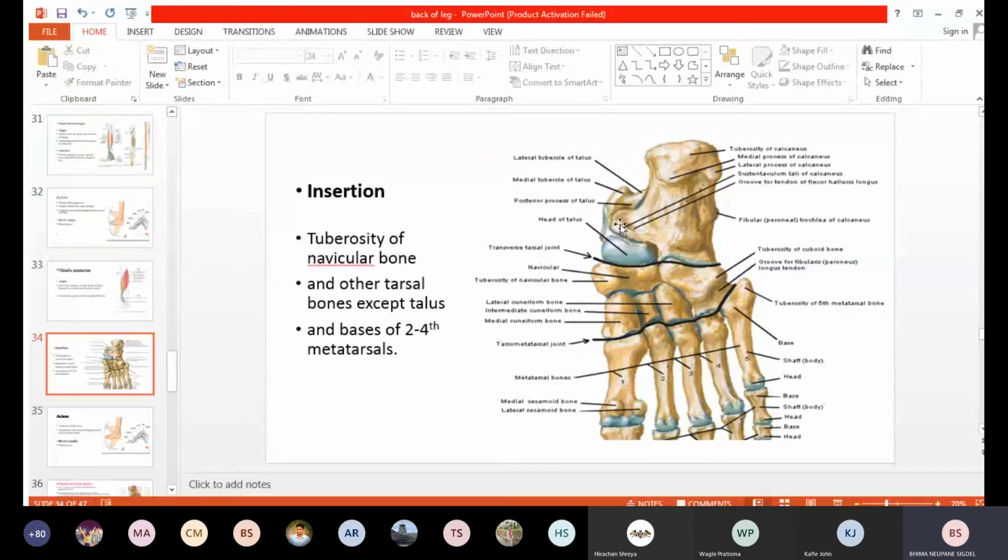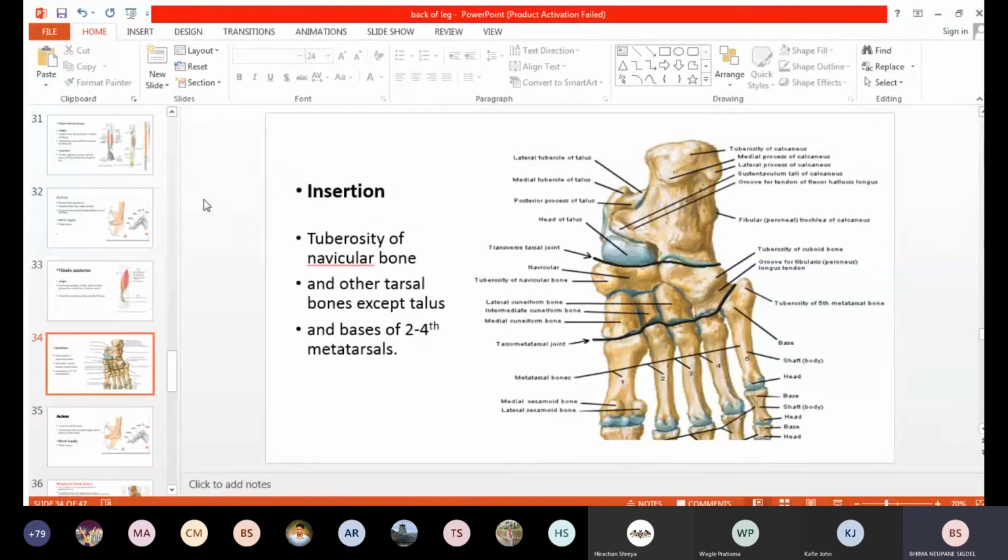Just below the sustentaculum tali, there is a groove or depressed portion through which the tendon of the flexor hallucis longus will pass. In osteology they ask this also, like last time I told you about the groove for the peroneus longus in the lower part of the cuboid bone. So here also you have to remember that just below the sustentaculum tali there is a groove through which the tendon of the flexor hallucis longus passes.